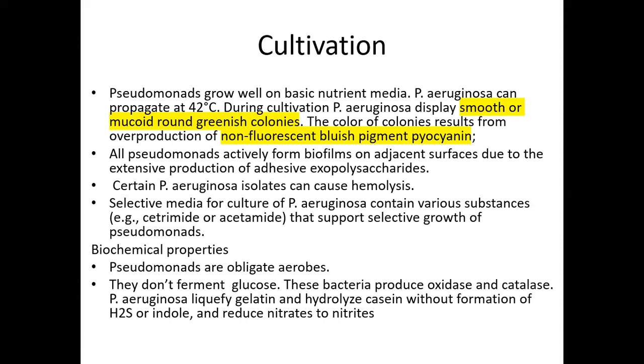Pseudomonas actively forms biofilms at adjacent surfaces due to the extensive production of adhesive exopolysaccharides. Certain Pseudomonas aeruginosa isolates can cause hemolysis. Selective media for culture of Pseudomonas aeruginosa contain various substances that support selective growth of Pseudomonas. Biochemical properties: Pseudomonas are obligate aerobes, they don't ferment glucose, and the bacteria produce oxidase and catalase.